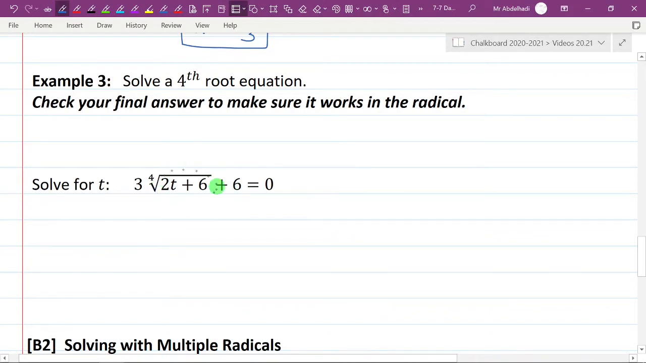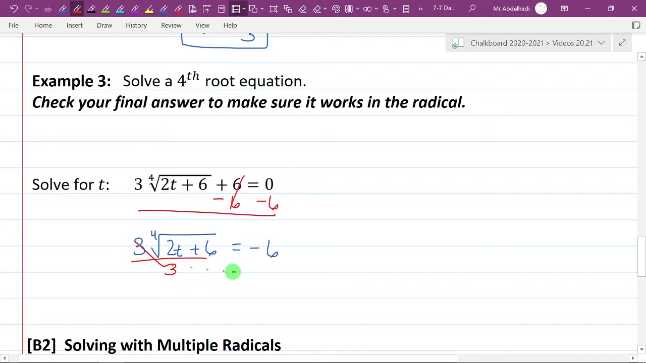So for this one, we want to get the radical part by itself, so subtract 6 from both sides. Okay, we get this. The next thing we have to do is get rid of this 3 here, so we'll divide both sides by 3, and we end up over here. Well, actually, let me kill 2 birds with 1 stone here. So instead of just copying this, let's change this into a 1/4 power, because that's what we're going to do next. So this becomes (2t plus 6) to the 1/4 equals, and this is going to be -2 right here.